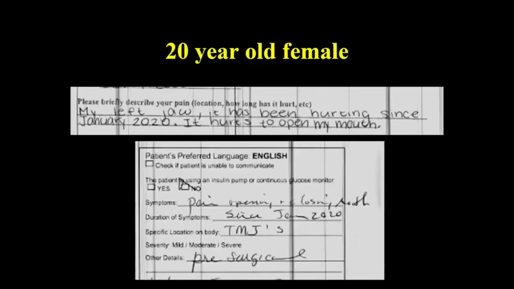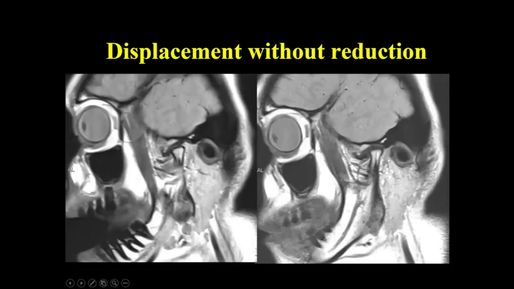Another patient with left jaw pain. We can see our technologist put in other details. This is for pre-surgical planning. We can see a flattened and irregular condylar head. The disc is anteriorly displaced, not in the normal position along the 12 o'clock position relative to the condylar head.